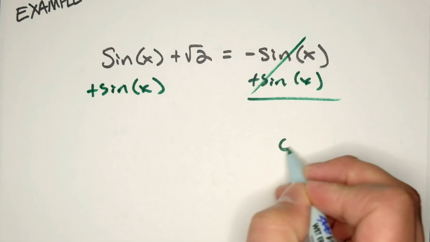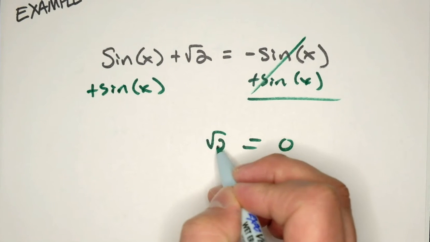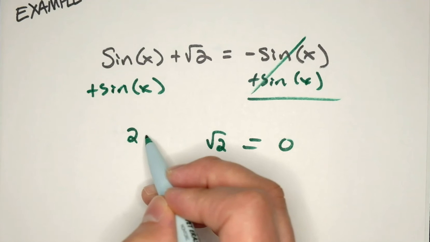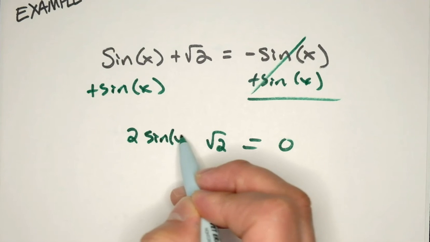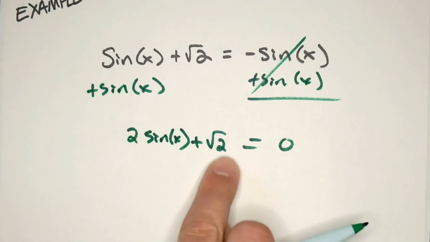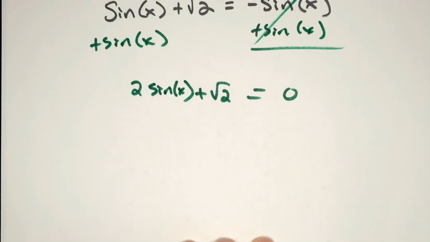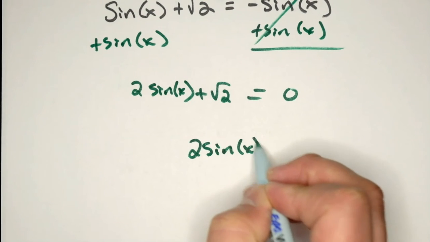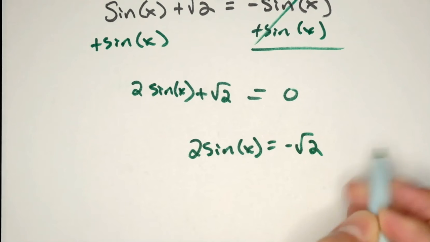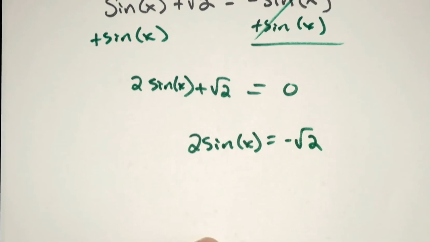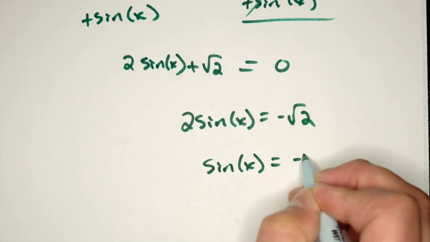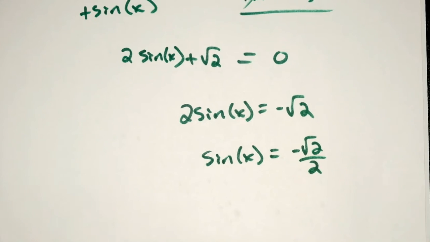That makes this just 0 on the right, and that equals the square root of 2 plus 2 times the sine of x, since I've got 2 of these sines of x now. The next thing we do is move that square root of 2 over by subtracting it from both sides. So I get 2 sine x equals negative root 2, and then divide both sides by 2. So the sine of x is equal to negative root 2 over 2.